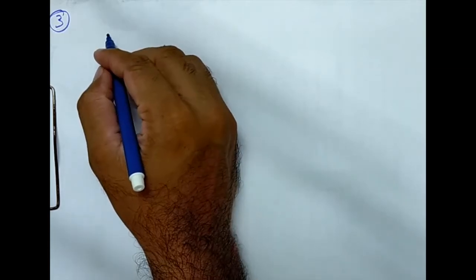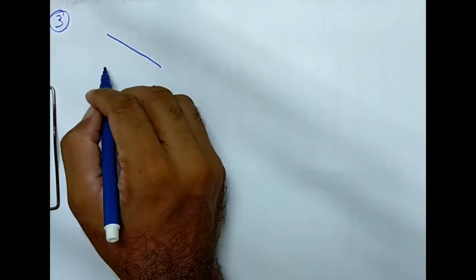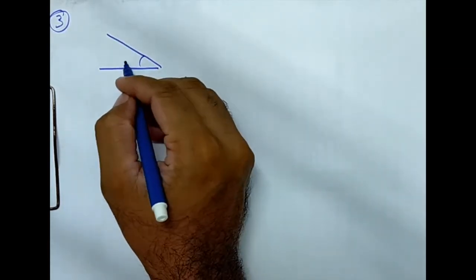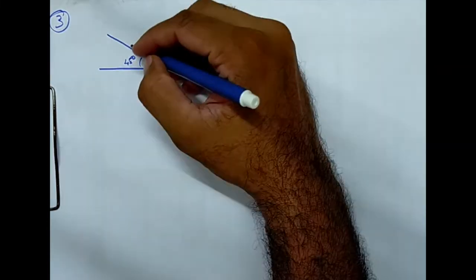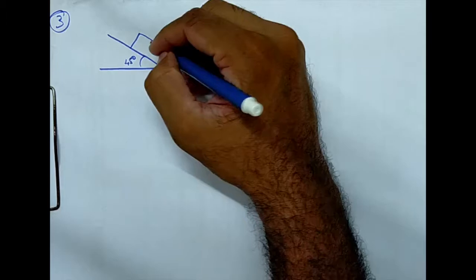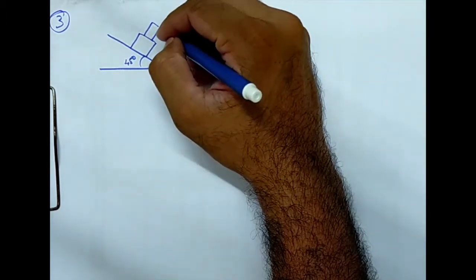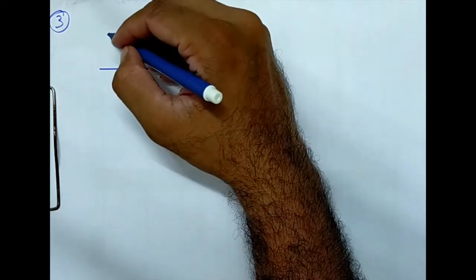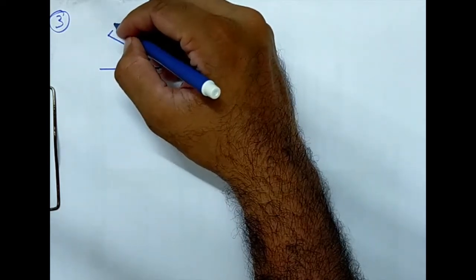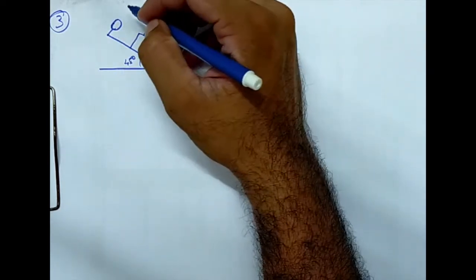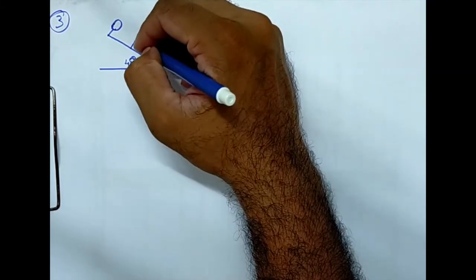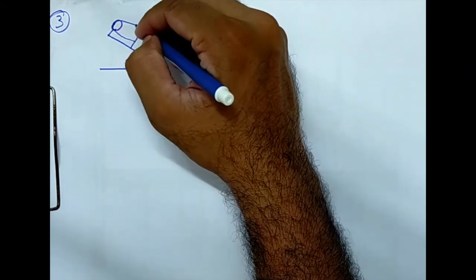Okay, so let's solve this. Problem number 3. So we have a slope surface which is at an angle of 45 degrees. There is an object A, and on top of it we have another object B, and there is a pulley provided here and it is connected using a cable.